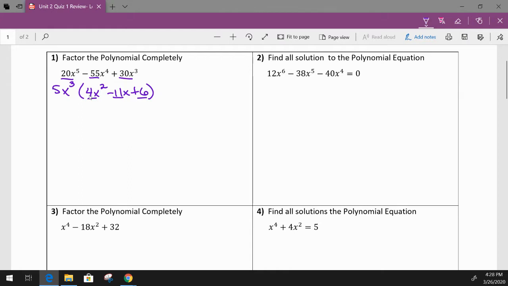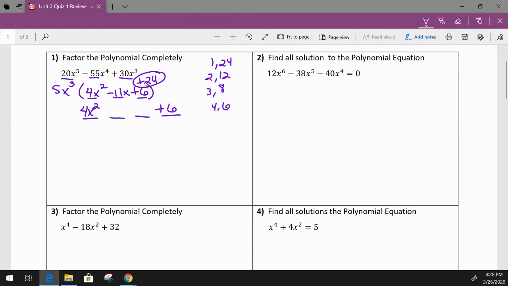So we are going to have to use the AC method, which means I'm going to have to take these 3 terms and turn them into 4. It's kind of like unfoiling. The first term stays the same, and the last term stays the same. When I multiply my A, which is 4, times my C, which is 6, together, I get positive 24 for my AC value. The factors of 24 are 1 and 24, 2 and 12, 3 and 8, 4 and 6.